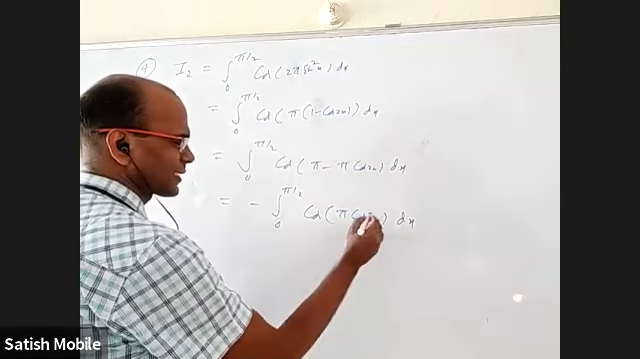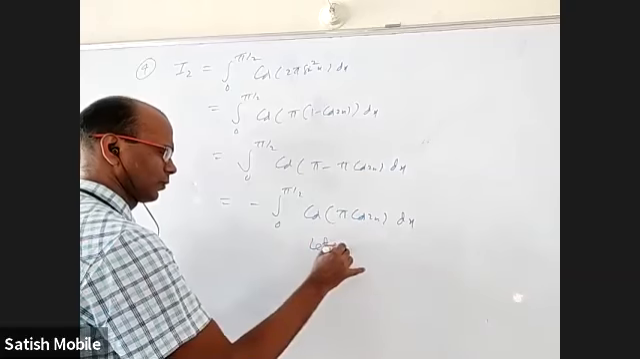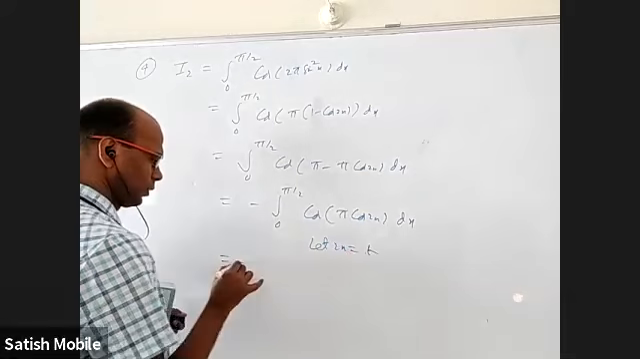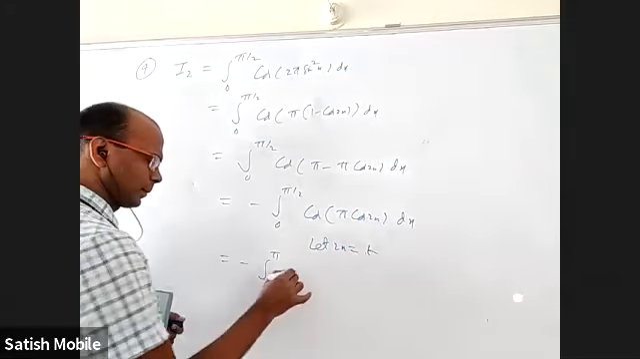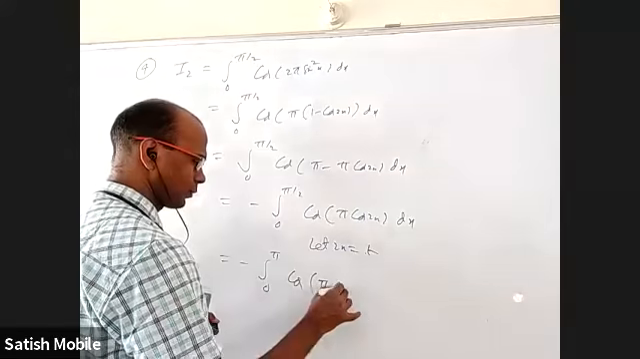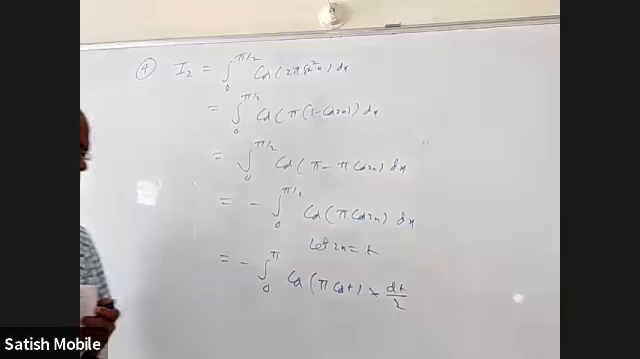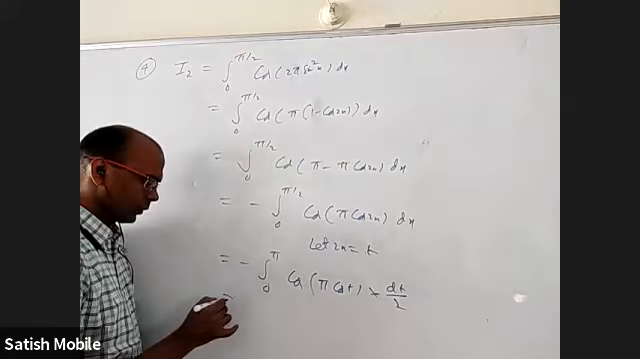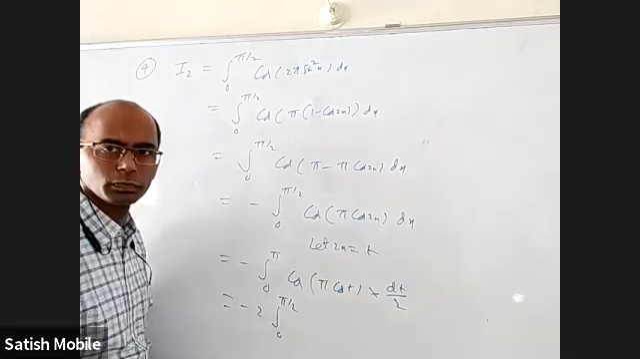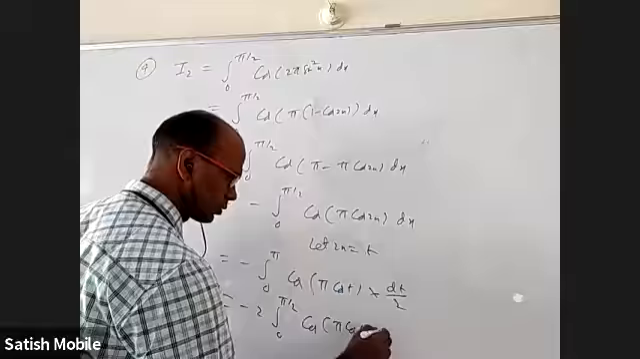I want to take this 2x as t. Then it will be 0 to pi cos of pi cos t. Dx will become dt by 2. Okay, now this 0 to pi I can write 2 times 0 to pi by 2 cos of pi cos t dt by 2.